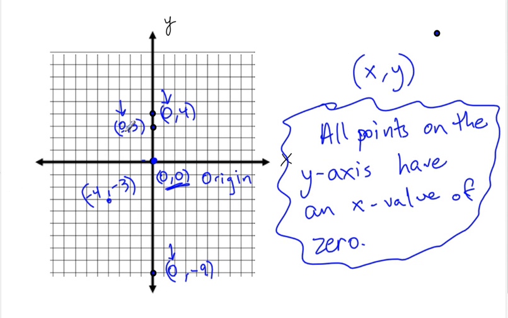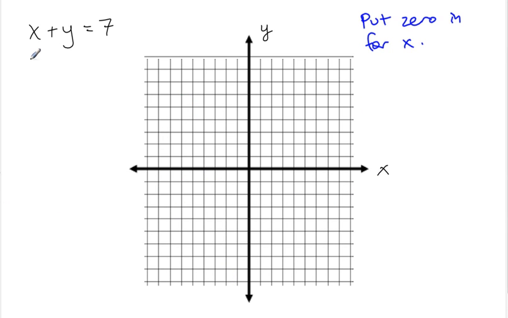Because if I put a 0 in for x, it's going to guarantee me that it's on the y-axis. It has to be on the y-axis if I put a 0 in for x. There's nowhere else it could possibly be. It has to be on the y-axis. So what do I do? I put a 0.